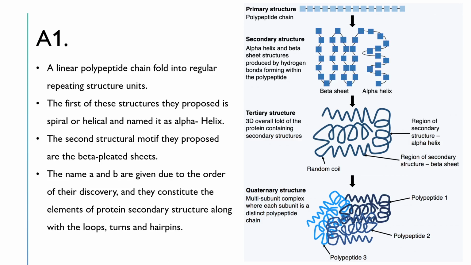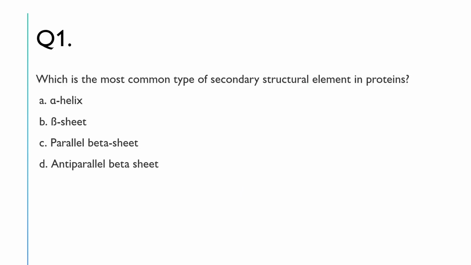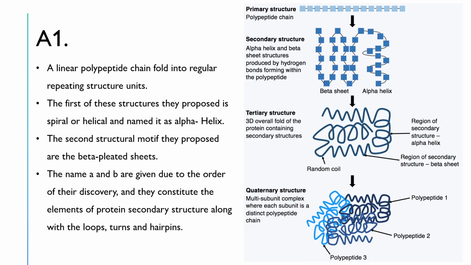So, before going to the answer alpha helix, we need to understand what is this alpha helix, beta sheet, parallel beta sheet, anti-parallel beta sheet, or secondary structural element in protein. What is this primary, secondary, tertiary and quaternary structures? I guess you all know about all the structural components of protein, but still I want to brush up your memory regarding this.